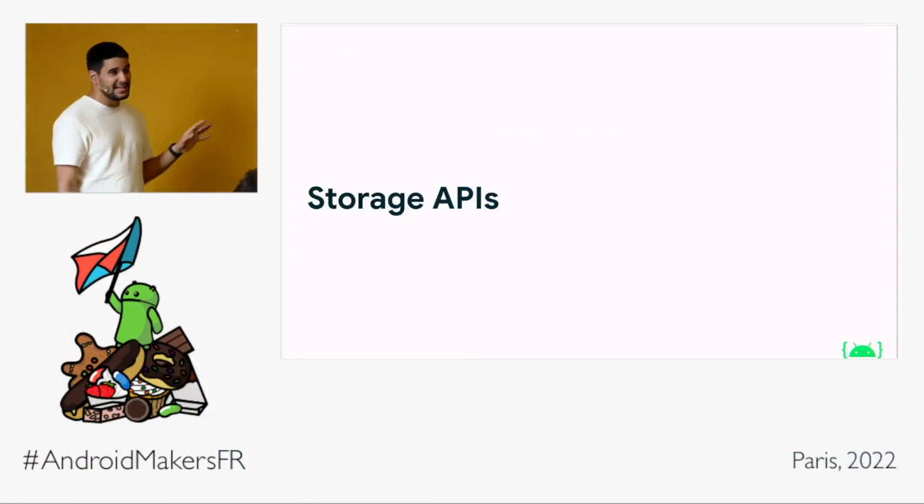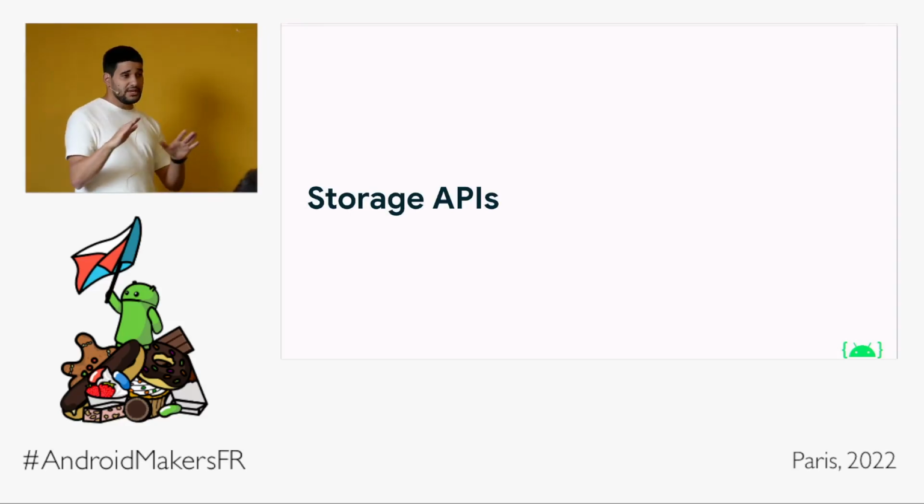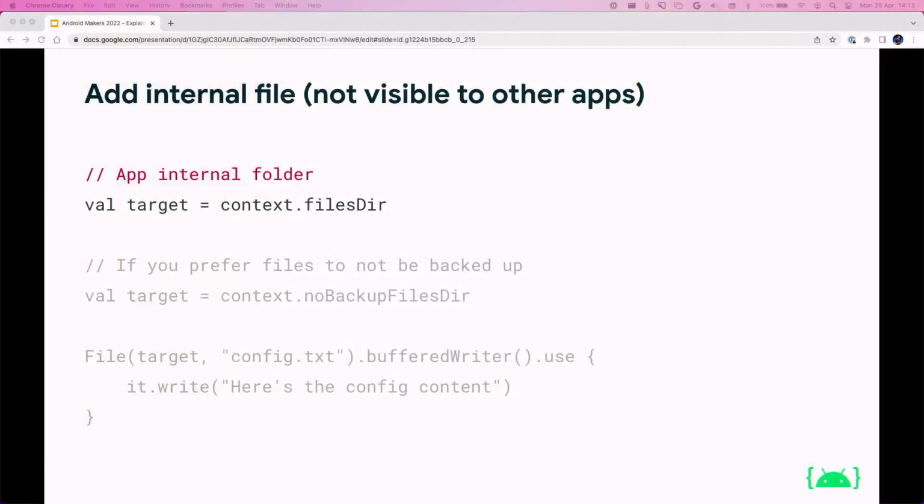All right, now let's deep dive more into storage API. So now so far I showed you where we are in terms of storage, where we're going. And now let's dive more into code, proper code. So let's say you have a config file that you want to save in your internal storage. Remember what I showed earlier, something super private just for your app. Normally you will just use context.filesDir, and this is where normally you will drop all the files.